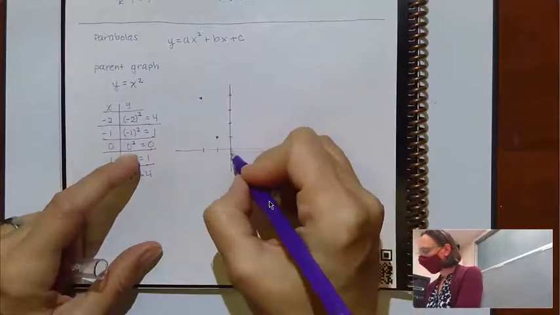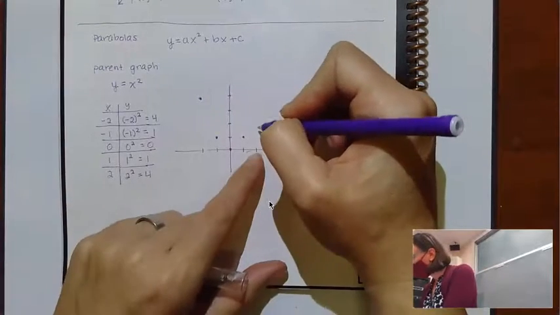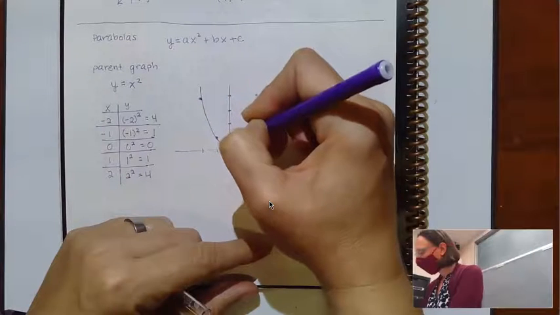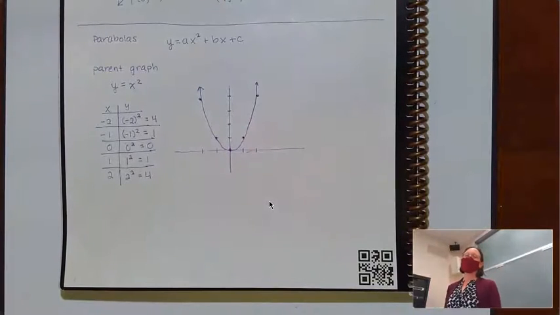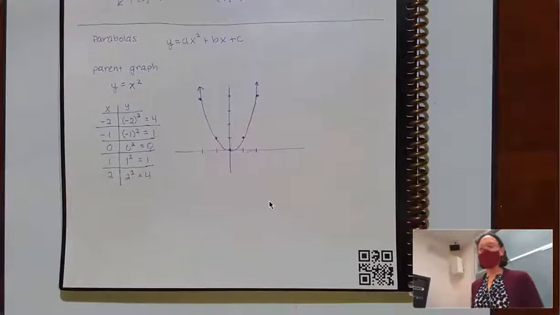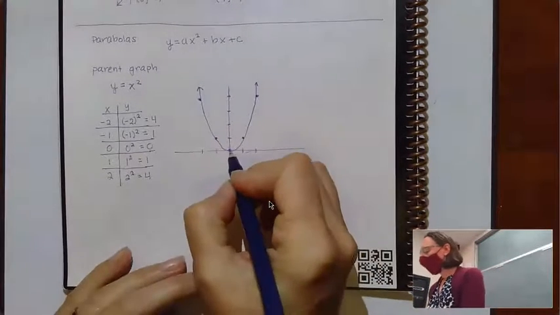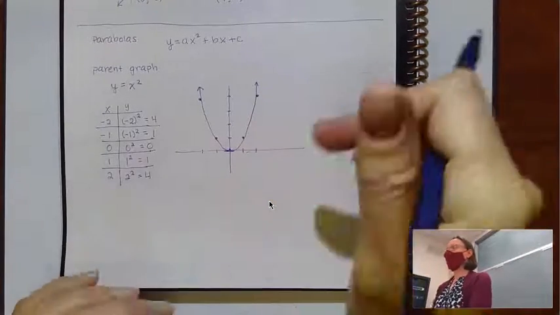-1 is up 1, 0 is at 0, +1 is up 1, +2 is up 4. And if we draw a smooth curve through here, this is kind of our basic shape for any parabola. Now, what's going to happen is there are a couple of things that we use to characterize the parabola. And one of them is this bottom part of the parabola, or if it's flipped over, the top part.